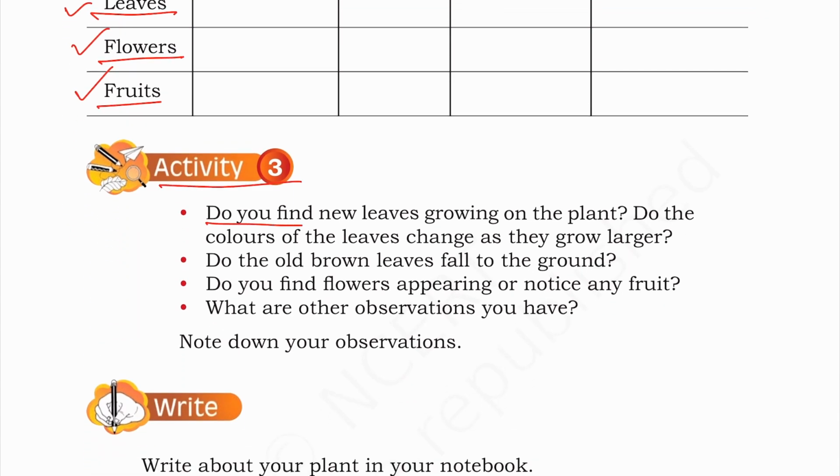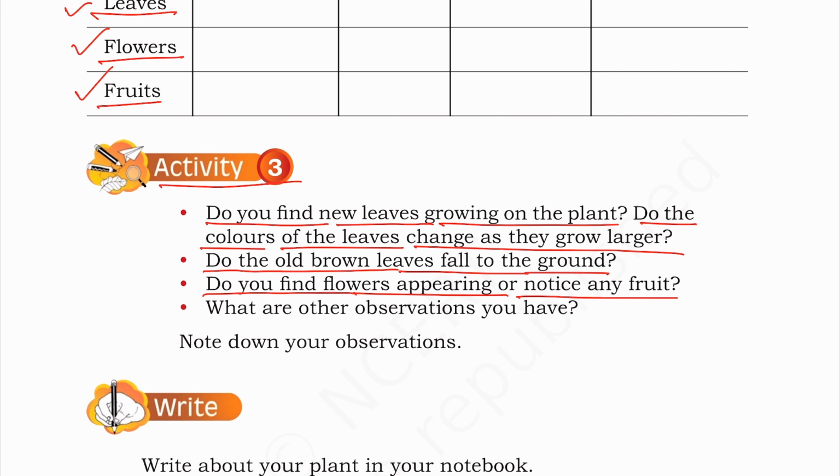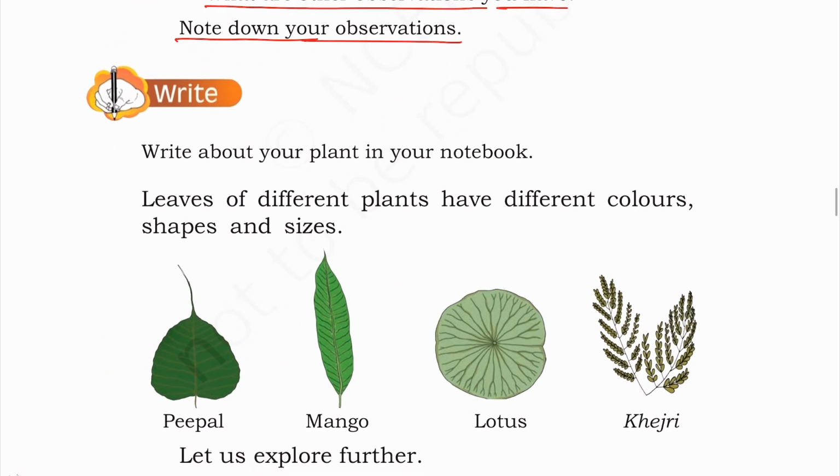Activity 3. Do you find new leaves growing on the plant? Do the colors of the leaves change as they grow larger? Do the old brown leaves fall to the ground? Do you find flowers appearing or notice any fruit? What other observations do you have? Note down your observations. Write about your plant in your notebook.